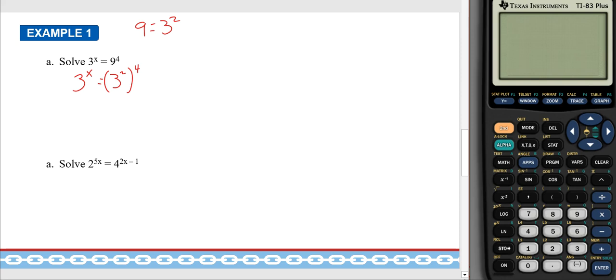Since I now have bases that are the same of 3, I can drop the exponent parts down. x equals 2 times 4. Power of a power says I'm going to multiply these exponents right here. So then it would simplify out to x equals 8. And to check that, I could quickly enter those into my calculator and look to see if they are indeed equal.